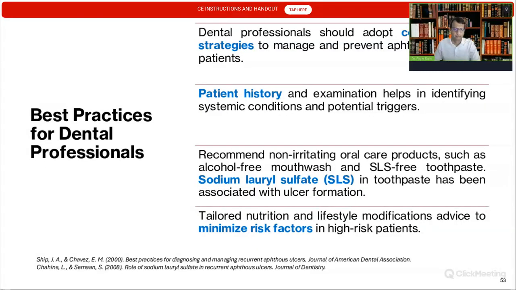Best practices: patient history, and again, avoid alcohol, sodium lauryl sulfate, and everything that contains chemicals. It will slow the process, and it is very important to take care of these things.